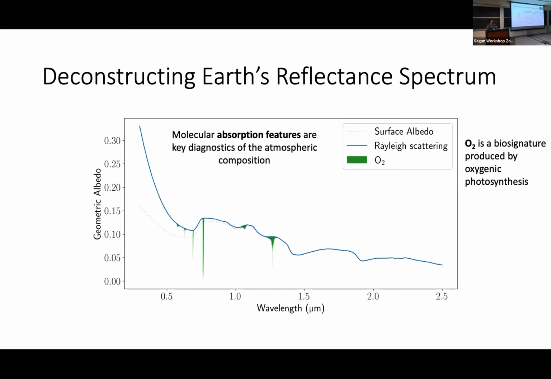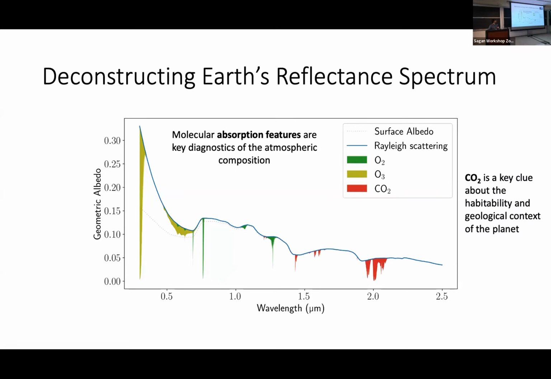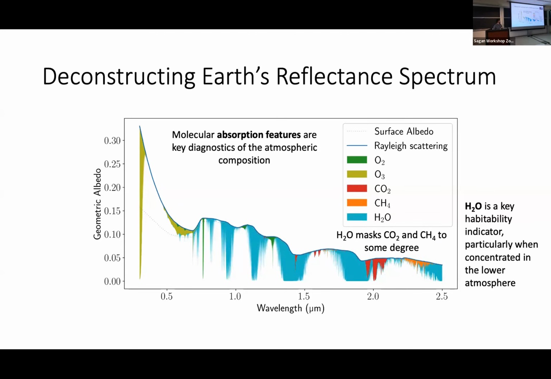So we can start with oxygen, our canonical classic biosignature. The ozone features in the optical and the UV are massive and are photochemically produced by oxygen. Carbon dioxide in Earth's atmosphere is a trace gas. It has subtle absorption features in the near infrared. Same with methane, a relatively trace gas, but is a biosignature as well. And then we add water in, and water has massive absorption features throughout this entire wavelength range.